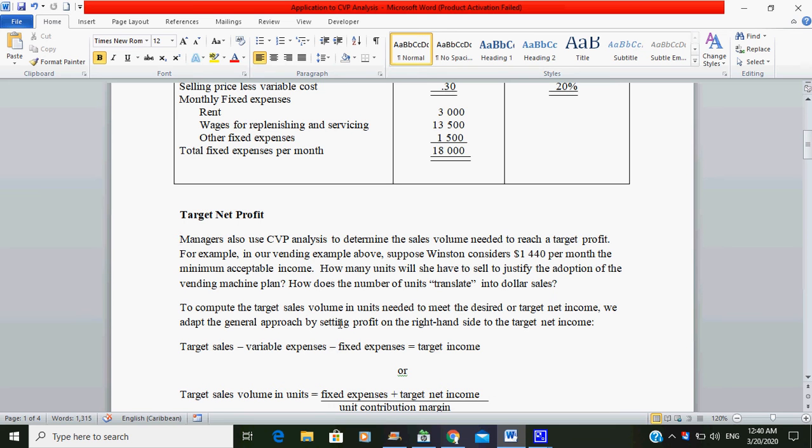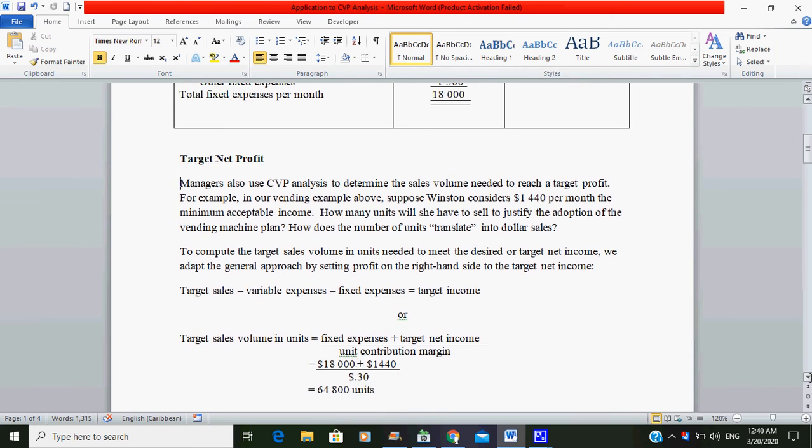Therefore, to compute the target sales volume in units needed to meet the desired or target net income, we adopt the general approach of setting profit on the right-hand side to the target net income. You can either use this formula or preferably this formula. I prefer to use this one, it's easier. Target sales volume in units equals fixed expenses plus target net income, divided by unit contribution margin.